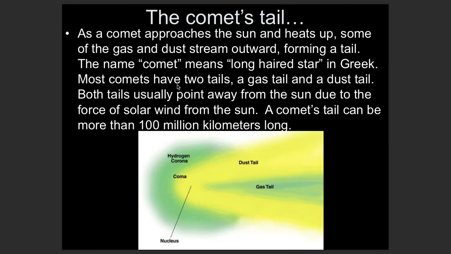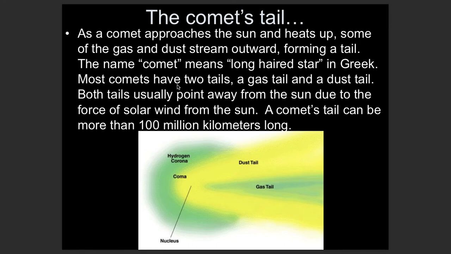The tail forms as it approaches the sun. What happens is it begins to heat up the comet, so some of the gas and dust begin to stream outward, and that's how the tail is formed. The name comet actually comes from the Greeks, meaning long-haired star. So it's kind of like your long-haired rocking star, your Fabio of stars.